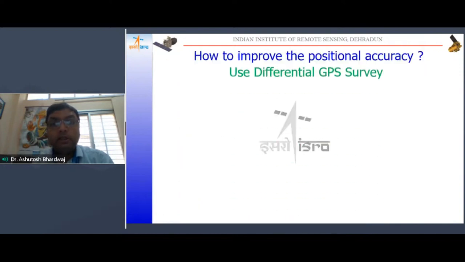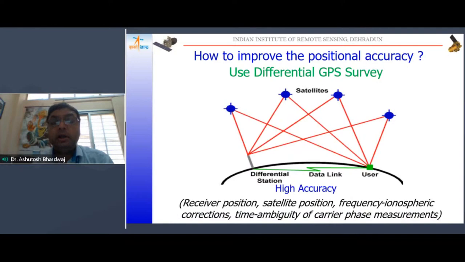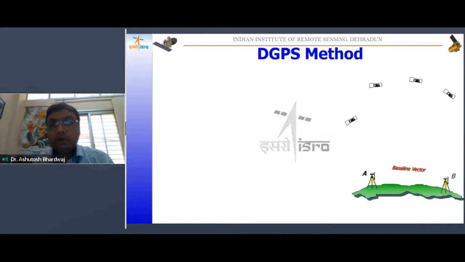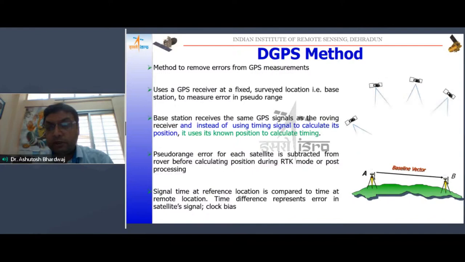So the DGPS solution is providing the higher accuracy, as we have discussed. So this is the scenario where we are using the DGPS service. One station is kept at a known location and another is used as a rover at another location. So I will stop here and now we will take up the questions.